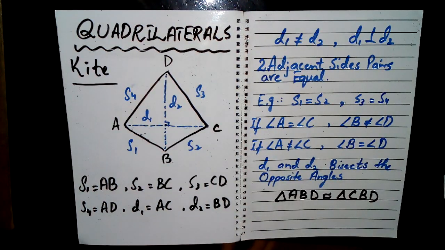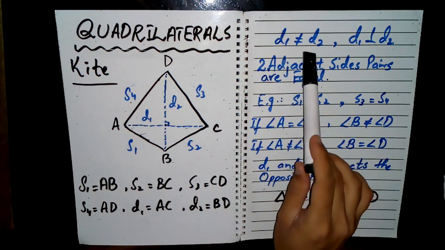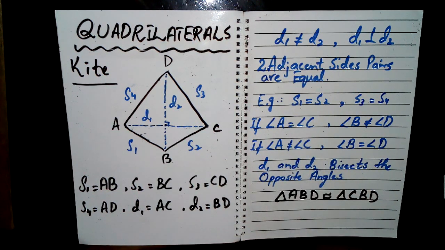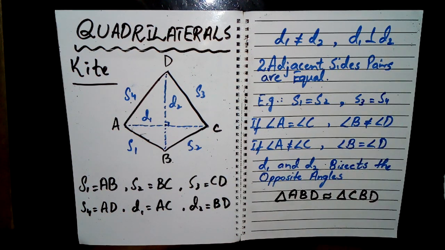Another type of quadrilateral is the kite. You may have flown this in your early childhood. In this diagram, because it is a quadrilateral, we have side 1, side 2, side 3, side 4, diagonal 1 and diagonal 2. It is a special type of quadrilateral because there are some points you have to be clear about. The diagonals are not equal. One diagonal is longer, one diagonal is smaller, but the diagonals are perpendicular to each other.